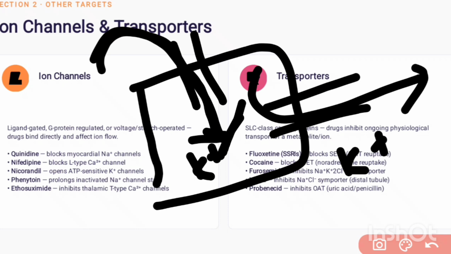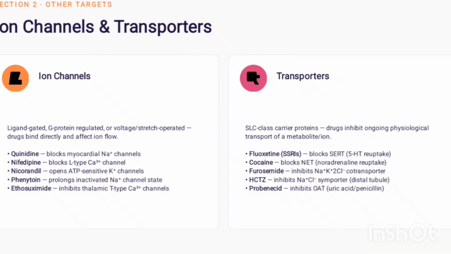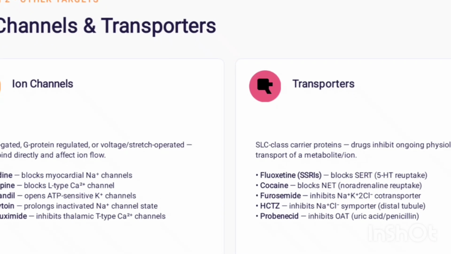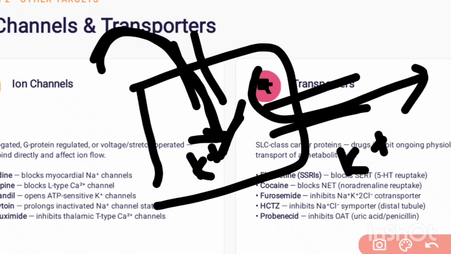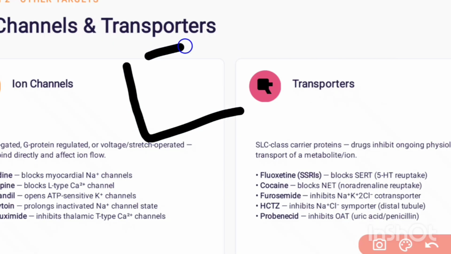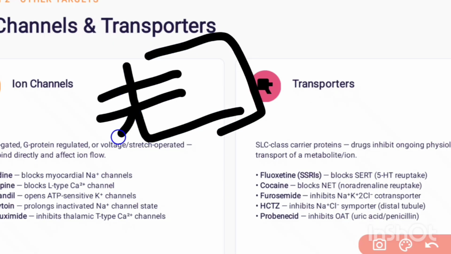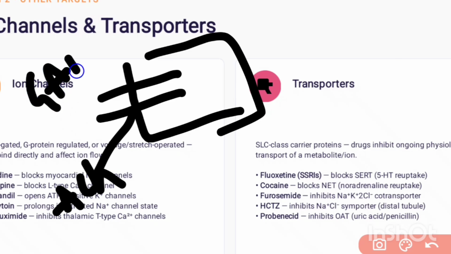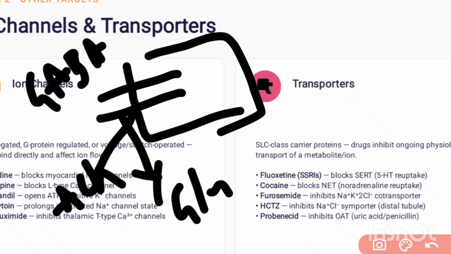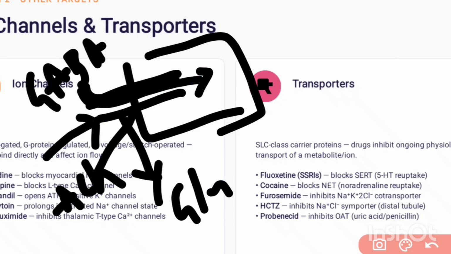So these ion channels are again classified into 4 types. Some ion channels will open in response to a ligand, an external ligand, for example acetylcholine binding, GABA binding, glycine binding, serotonin binding. External ligand binding causes the opening. So these channels we call ligand gated ion channels.